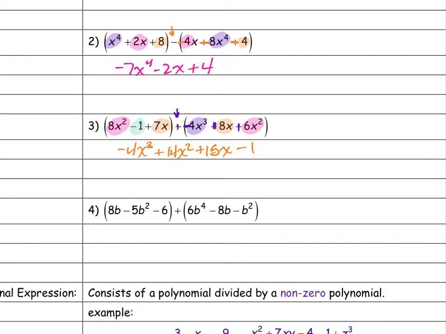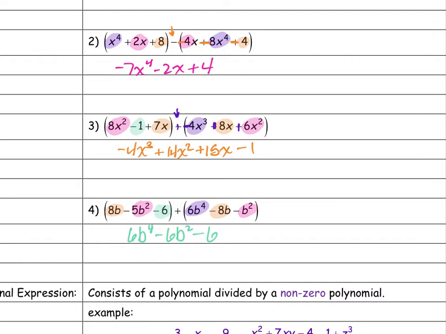And then the last one, same thing for me. Here's x to the 4, b to the fourth, b squared and b squared, and a b and a b, and then a constant. And it's plus, so I'm just going to do what it says here. So I've got 6b to the fourth minus 6b squared plus 0 minus 6. So there we go. Done.